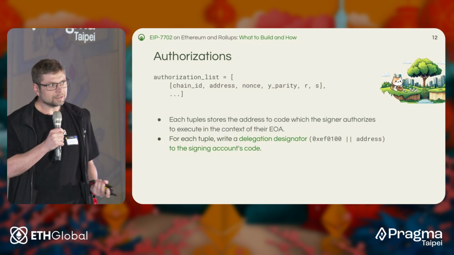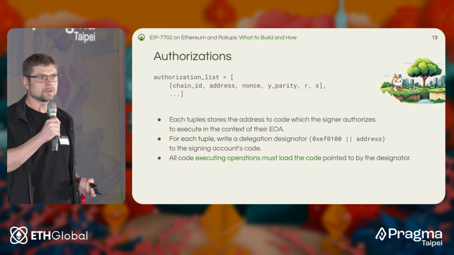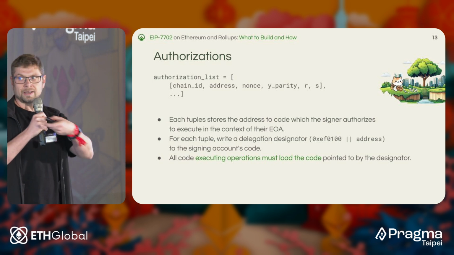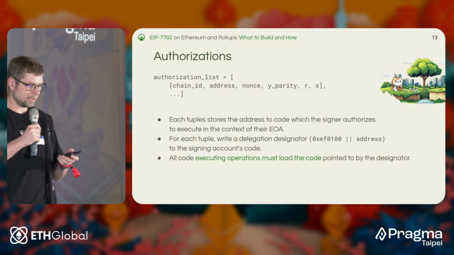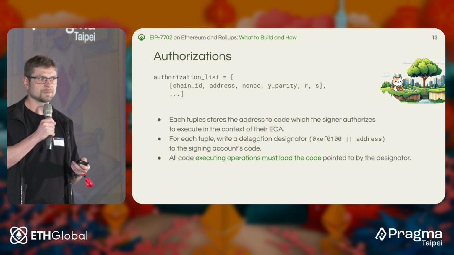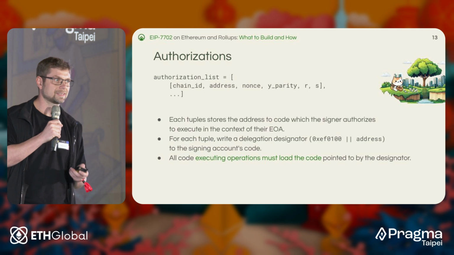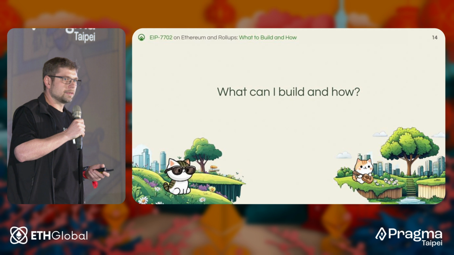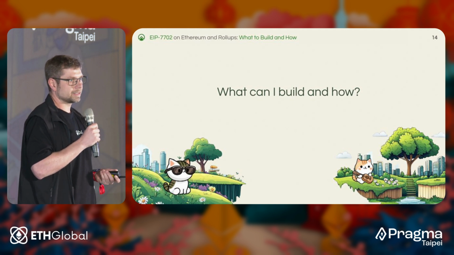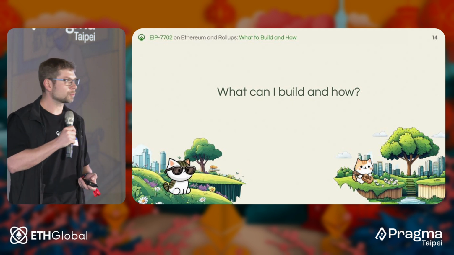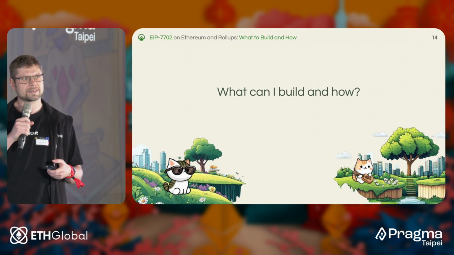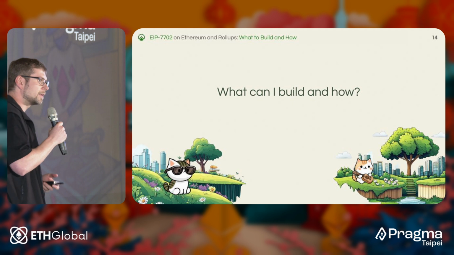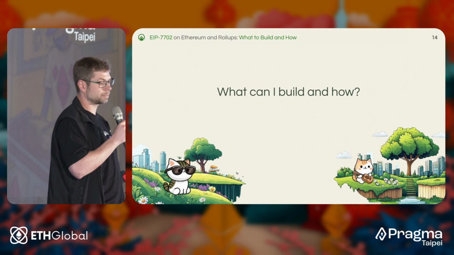And then it literally behaves like a pointer. So if you're executing some code and that code is loading instructions from some account, it has to follow the pointer and load the instructions from the smart contract that the account is delegated to. And that is all. So what can I build with this? I'm going to follow with a short laundry list of various use cases that I heard of or that I was able to come up with, just to illustrate how powerful this really is.